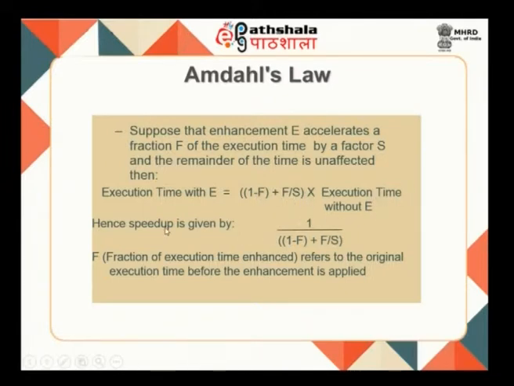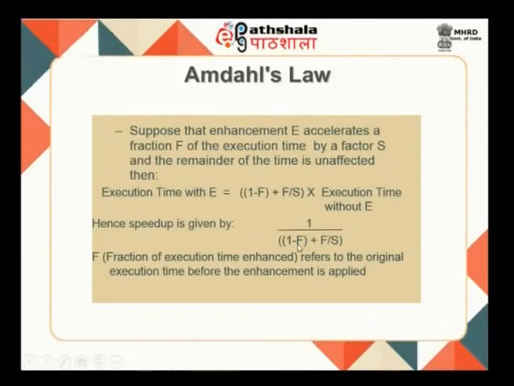Based on this, you can calculate your speedup as execution time without E divided by execution time with E. If you calculate this value, it comes to 1 by (1 minus f plus f by s), where f indicates the fraction of the execution time for which the enhancement is active and s is the local speedup that you are going to get. This equation tells you the overall speedup that you get in a computer system by bringing in an enhancement to a local unit: 1 by (1 minus fraction enhanced plus fraction enhanced by speedup enhanced). The fraction of the execution time enhanced refers to the original execution time before the enhancement is applied.